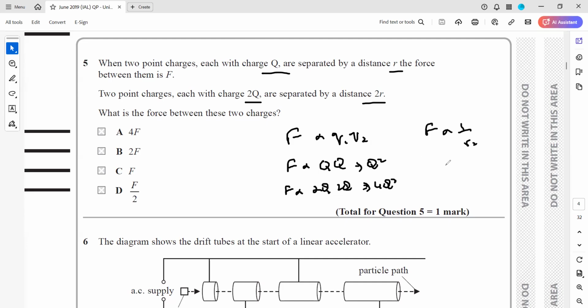And it is inversely proportional to R square. If the distance is doubled, what will happen? It will decrease by 4. So due to the charge, the force is multiplied by 4, and due to the increase in the distance, it decreases by 4. So one is causing an increase by 4, another is causing a decrease by 4. They both cancel out the effect of each other. As a result, we'll have C as the right answer.